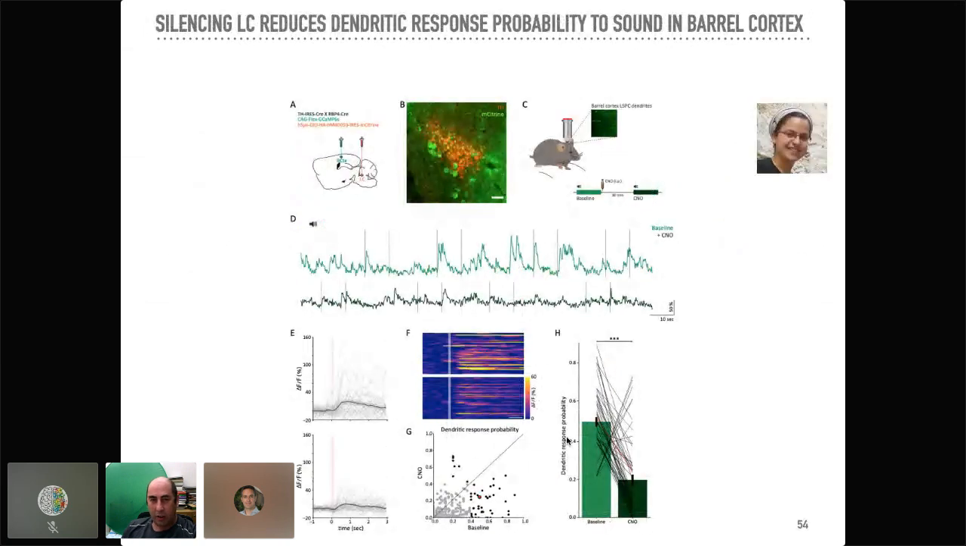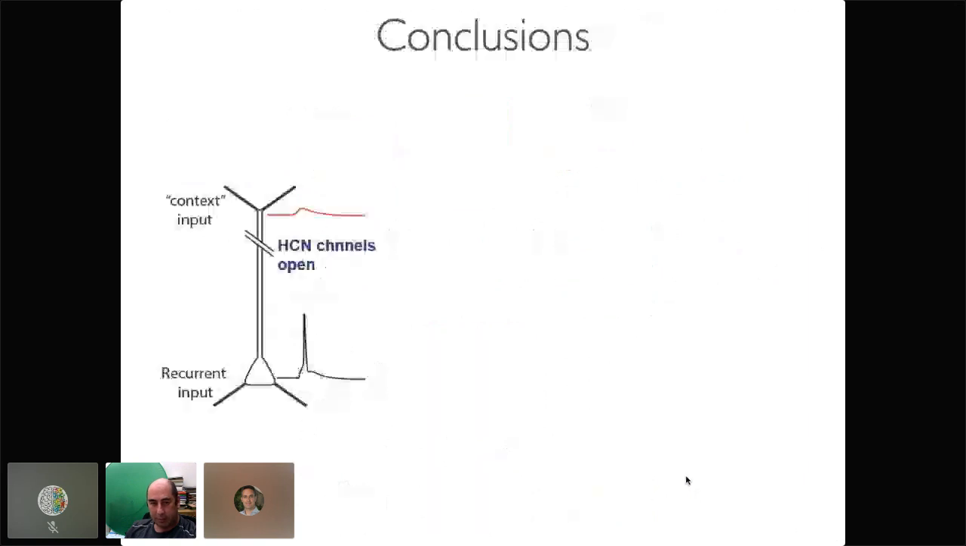And moreover, if we inhibit the locus coeruleus, then this probability drops. So if we apply this HM4DI, which when we inject the mouse with CNO inhibits the locus coeruleus activity, then the probability of the same dendrites to respond to sound decreases significantly.